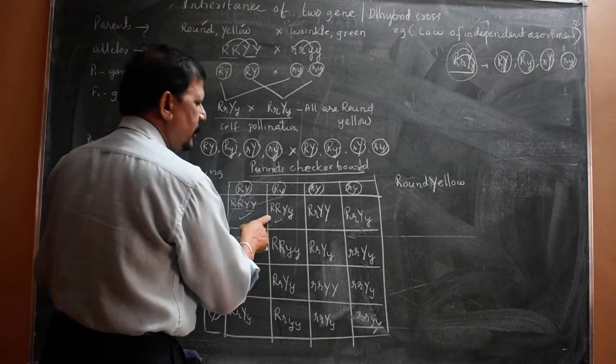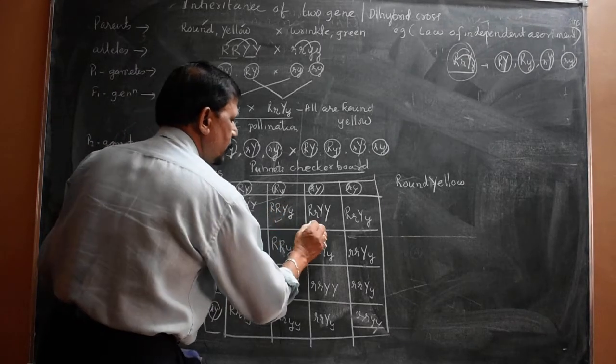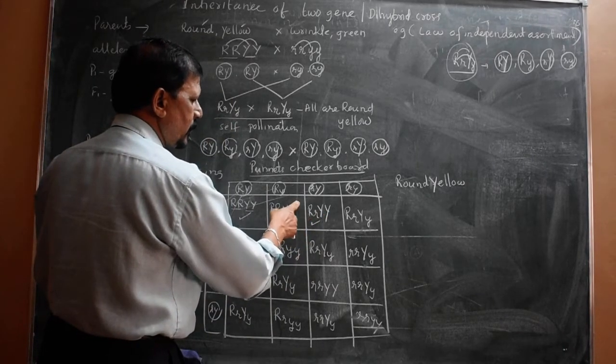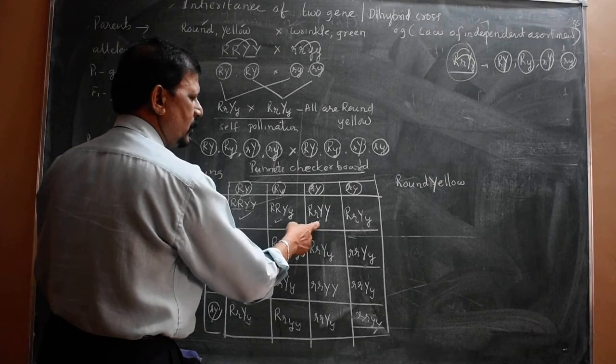Capital R is the dominant. Capital Y is also the dominant. That is why it is yellow. This is also round yellow. This is also round yellow. Capital R is there, capital Y is there. Capital R round, capital Y yellow. Now both are there. Why? It does not matter, yellow is there.